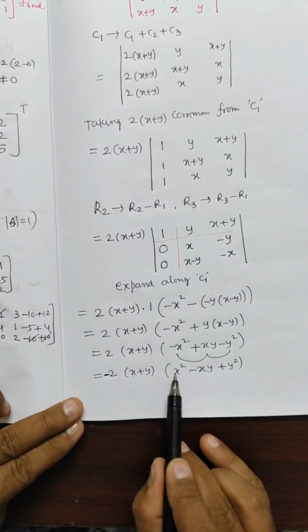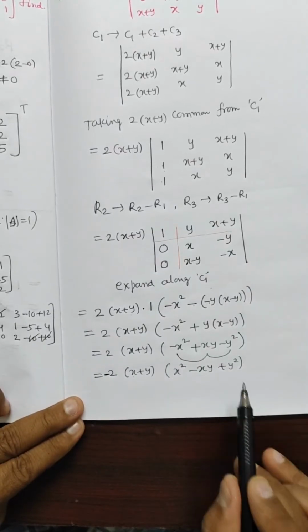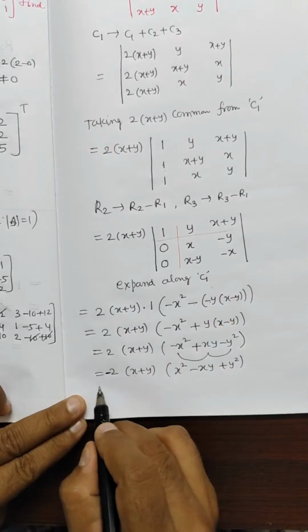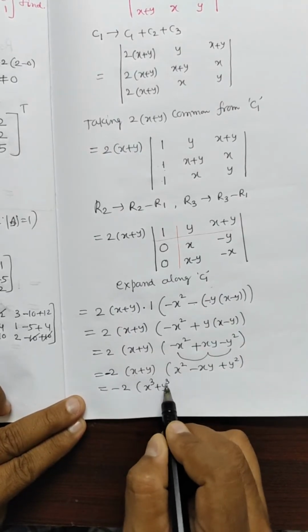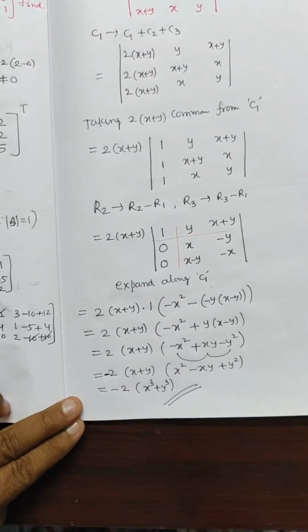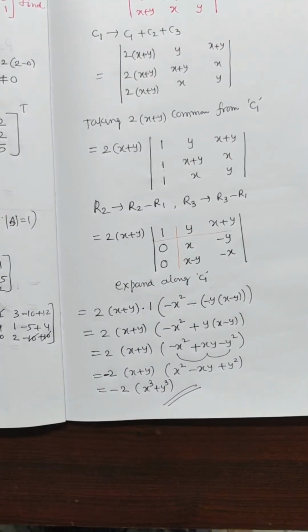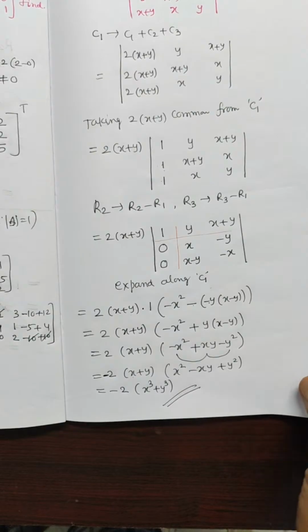We know that a plus b into a square minus ab plus b square is the a cube plus b cube formula. So minus 2 into x cube plus y cube. This is the final answer, dear students. I hope you understand. We'll move on to the next question. So this is the way we can expand. So go to question number 3.